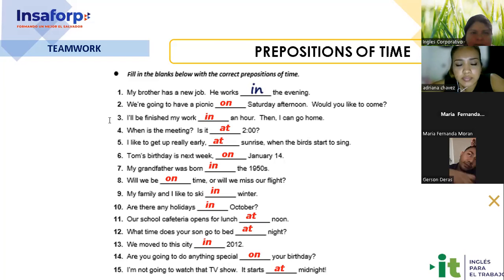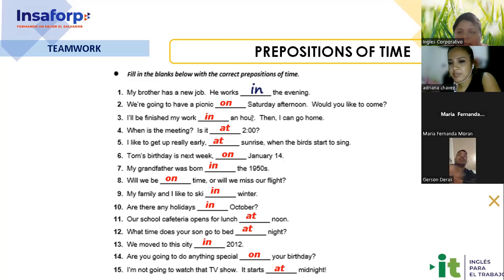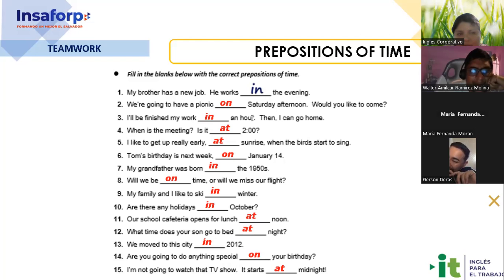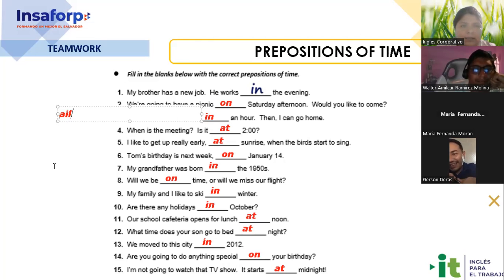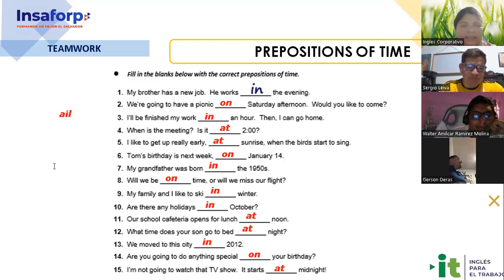Number three, Maria Fernanda. Number three, please. I will finish my work in an hour so that I can go home. In an hour. I'll be finished my work in an hour. Okay. Teacher, en la tercera puede repetir la pronunciación de esa contracción, por favor. I'll. Okay. I'll be finished my work. Y habré terminado mi trabajo en una hora. Luego puedo ir a casa.